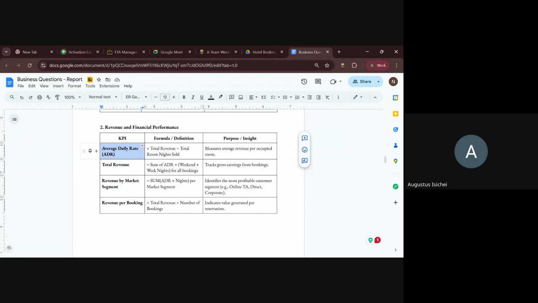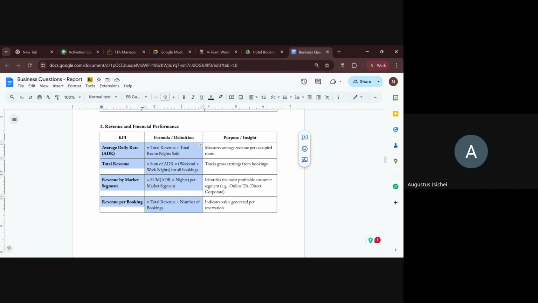Then we will look at the average daily rates. We'll look at the total revenue, the sum of average daily rates times the weekend plus weeknights for all the bookings. Then revenue by market segment, and this should be visualized. This should be in the form of a visualization. Then we'll also look at the revenue per booking.